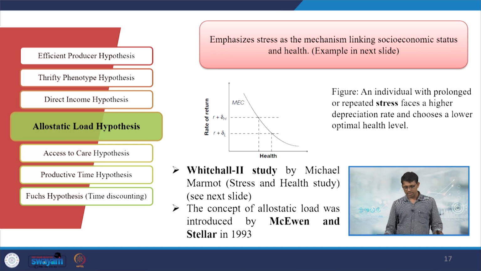Next one is called allostatic load hypothesis. This is attributed to McEwen and Taylor in 1993. This emphasizes stress as the mechanism linking socioeconomic status and health, and an individual with prolonged or repeated stress faces a higher depreciation rate and chooses a lower optimal health level. So, the Whitehall 2 study by Michael Marmot, the stress and health study, actually emphasizes this. We will be discussing it in a short while. As I already mentioned, this was by these two authors in 1993.